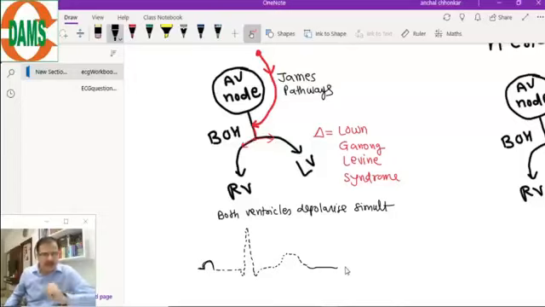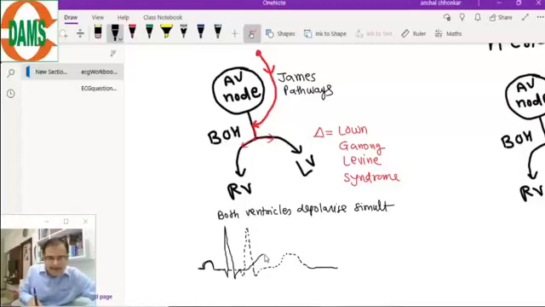So what happens in Lown-Ganong-Levine syndrome? The impulse from the atria goes very fast to the bundle of His, and both ventricles will be depolarized simultaneously. So the QRS complex will come early. This will be the ECG. The whole QRS complex will move towards the P wave along with its T wave.